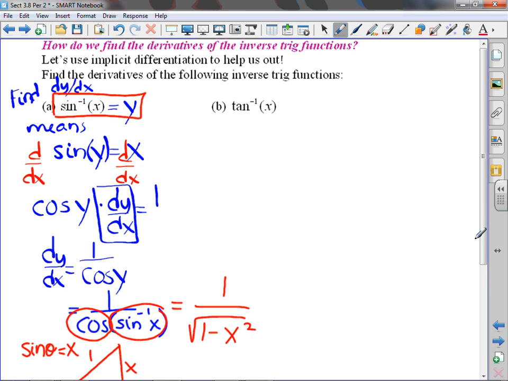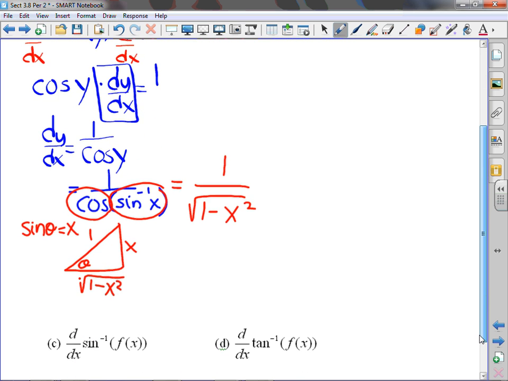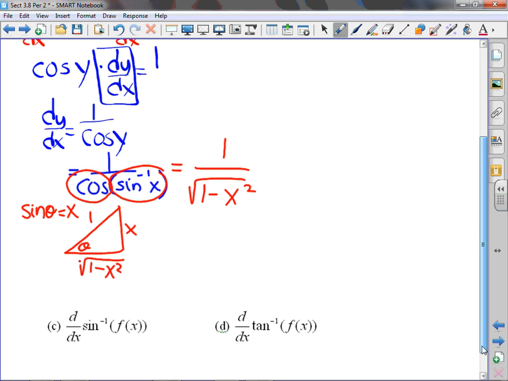Wait, should cosine be the square root of 1 minus x squared over 1? Yeah. Why did you do hypotenuse over? The cosine of my angle is the square root of 1 minus x squared over 1. But where is the cosine located? It's in the denominator. It's not in the numerator.